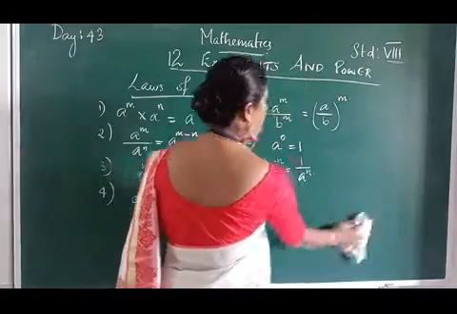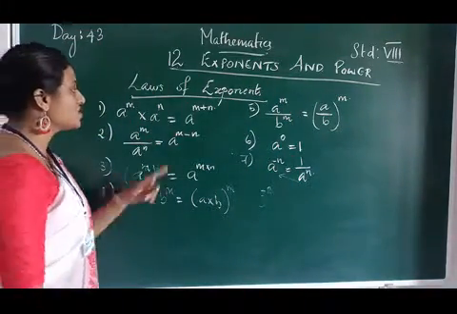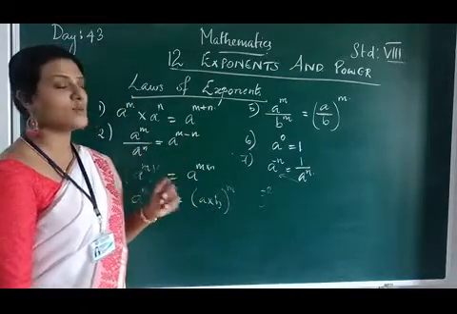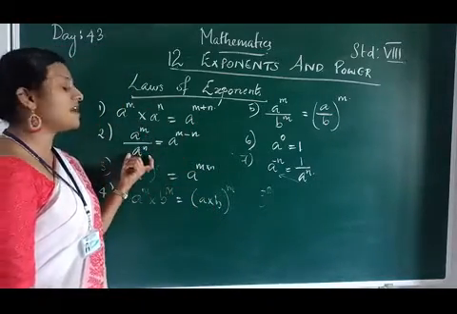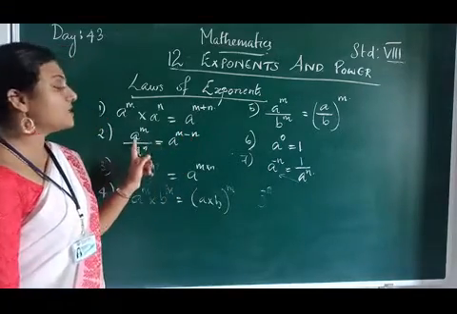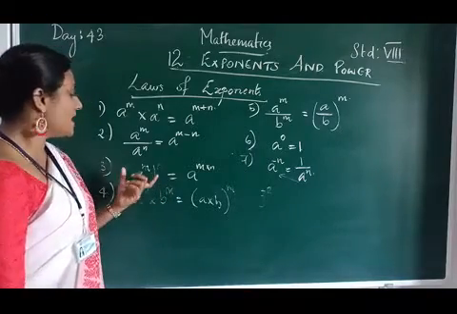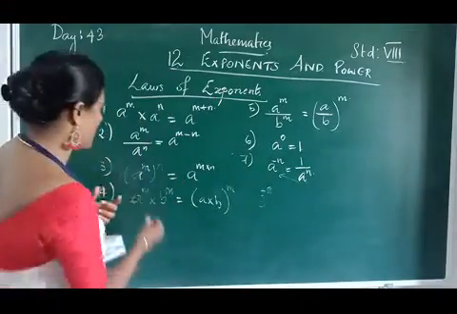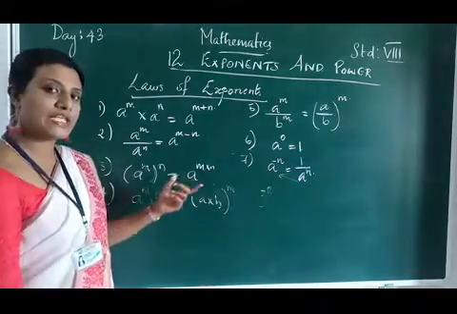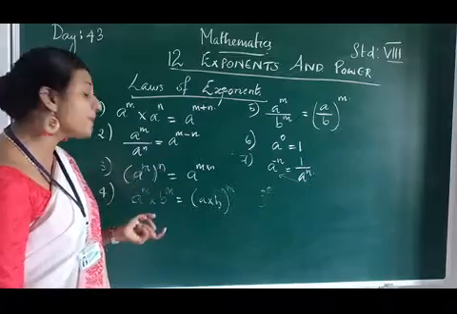You have to study all the laws. The first one is A raised to m into A raised to n is equal to A raised to m plus n. Multiplication, add the powers. Second one, A raised to m divided by A raised to n is A raised to m minus n. When division comes, you have to subtract the powers. Next, third one, A raised to m the whole raised to n is equal to A raised to m into n. That is, when the powers come together, you can multiply the powers.